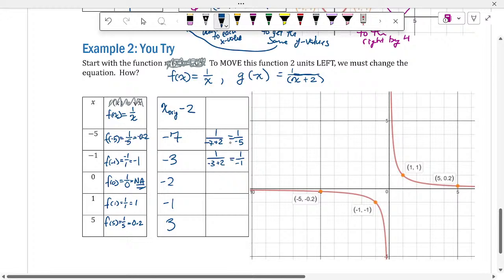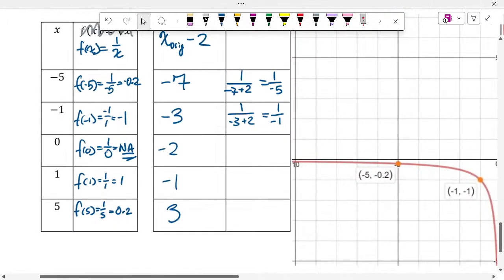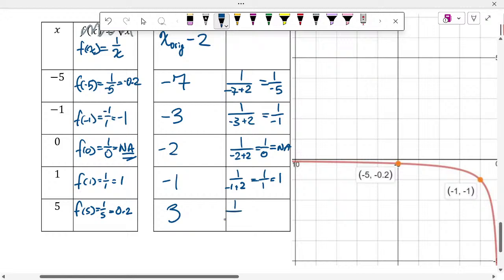To get the same y value, we have to do the opposite of what we want the x value to do. If we want the x value to be 2 lower, then in the function, we have to not subtract 2 from the x value. We have to add 2 to it, right? Because then we're working with an x value 2 lower. So this would be 1 over -2 plus 2, which is the equivalent of 1 over 0, which is no value. This one would be 1 over -1 plus 2, which equals 1 over 1, which is 1. And this would be 1 over 3 plus 2, which is the same as 1 over 5, which equals 0.2, right?